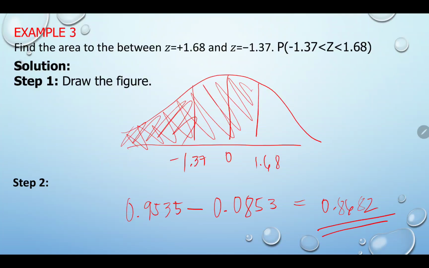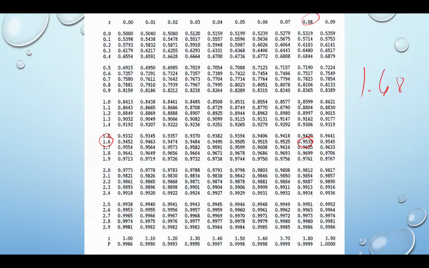So ganun lang, tatandaan lang, pag to the left, just get what's on the table. Kapag on the right, subtract from 1. Kapag naman in between, so you just have to get the 2 and subtract. Okay, basta bawal mag-negative. So unahin niyo yung mas malaki.